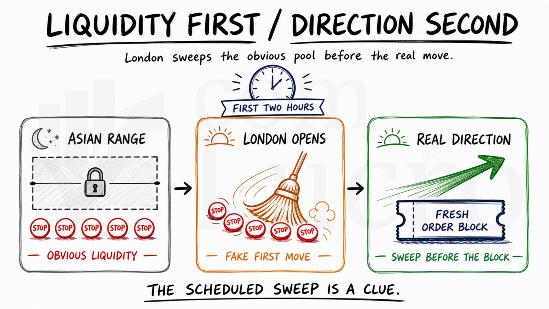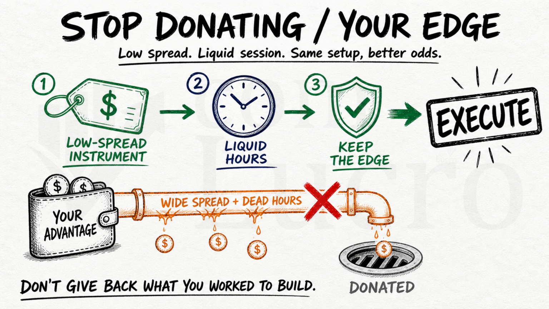And that second one matters to us for a reason beyond cost. The Asian range sits there untouched all night, and London routinely takes one side of it out in the first couple of hours, very often as a fake, before the real move travels the other way. That is a liquidity sweep on a schedule. If you've been waiting for a zone that takes liquidity before it forms, that window is where you'll find it most reliably. So trade low spread instruments in liquid sessions and stop donating an edge you worked to build.